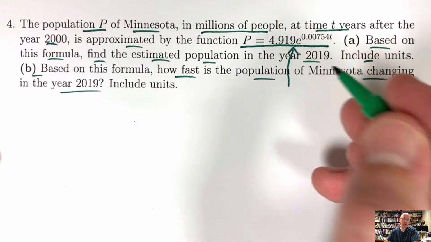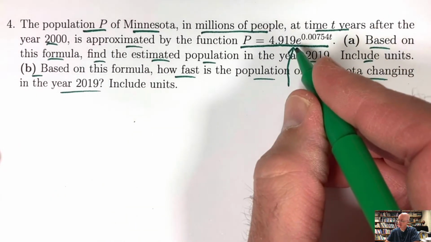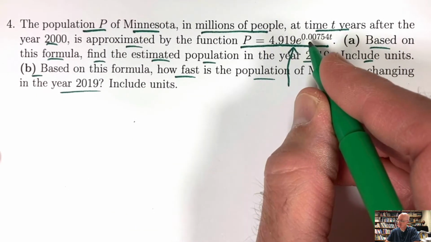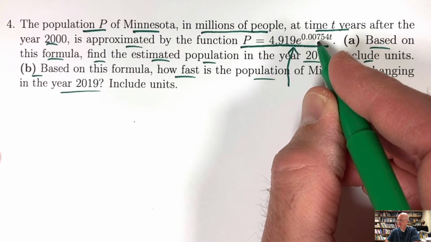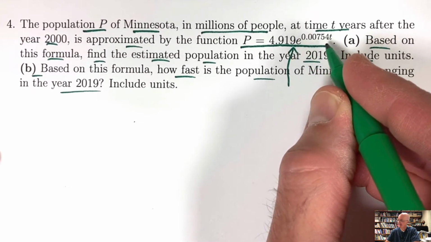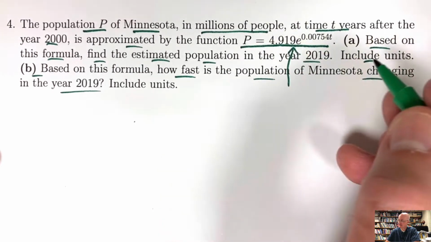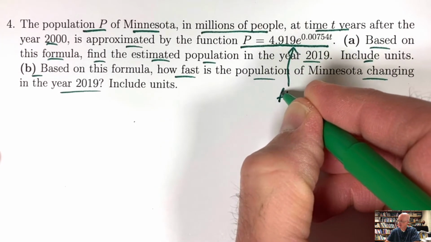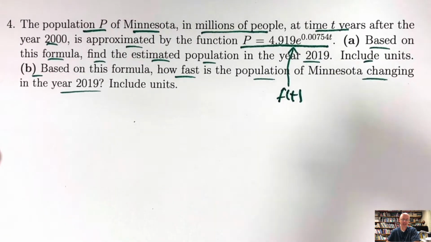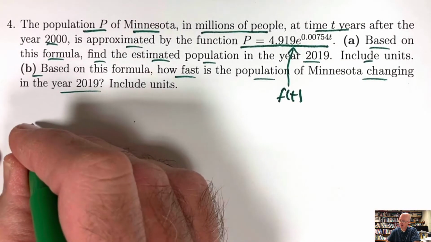But we do need the chain rule. That's why it's in this video. The inside function is 0.00754 times t. And the outside function, you could say, if you like, is 4.919 times e to the t. Let's give this function a name. Let's call it f of t. If you're not given a name, you can certainly give the function a name like I just did.